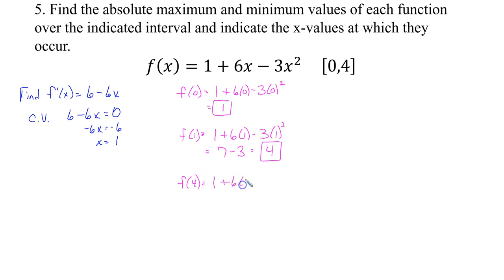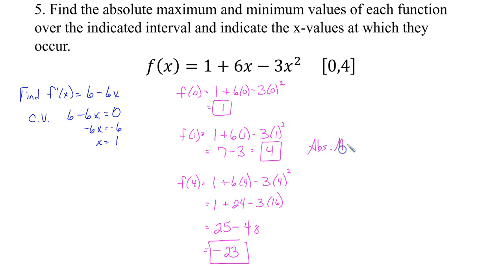And then we're going to have 1 plus 6 times 4 minus 3 times 4 squared, and this is going to be 1 plus 24 minus 3 times 16. So it looks like I'm going to have 25 minus 48, which is going to give me negative 23, which is by far the smallest one. Remember, this graph is opening down, so it shouldn't terribly surprise me. My largest value here is 4, so here is my absolute maximum value is 4, and it occurs at x is equal to 1, and the absolute minimum value is negative 23, and it occurs at x is equal to 4.